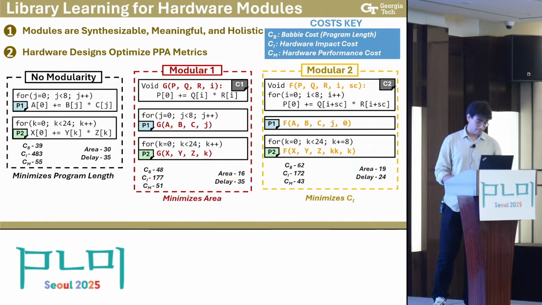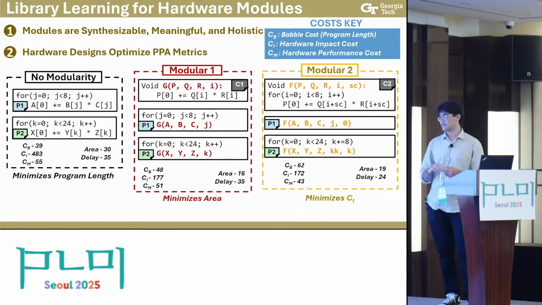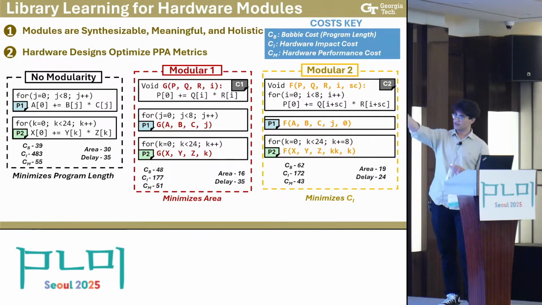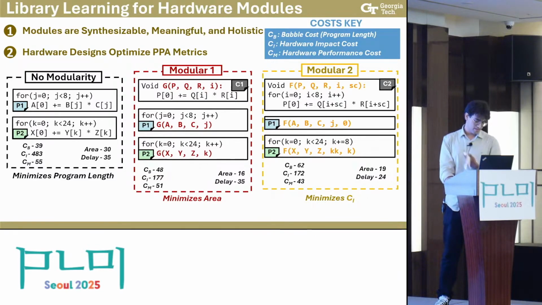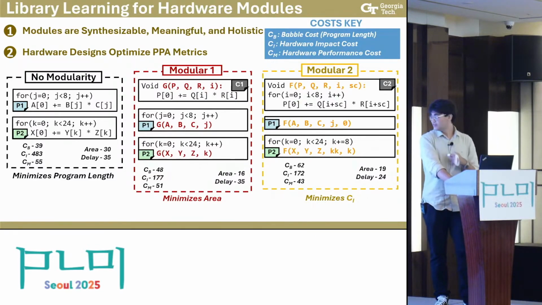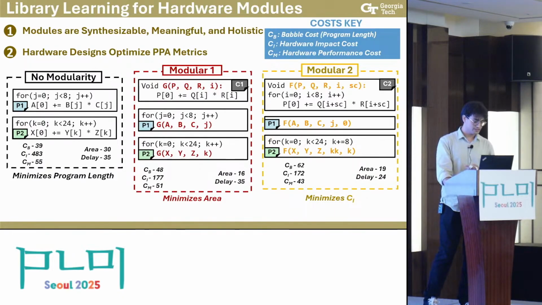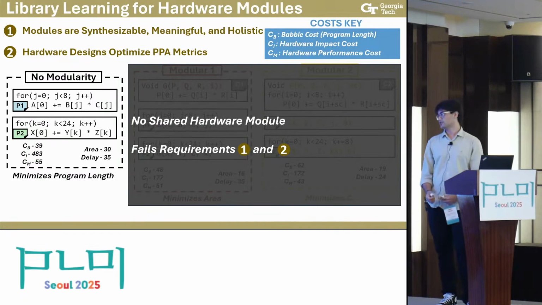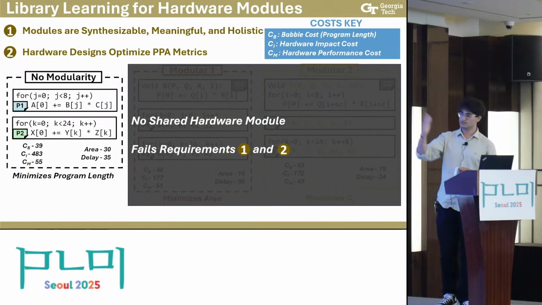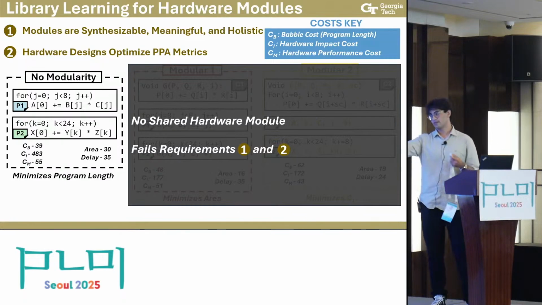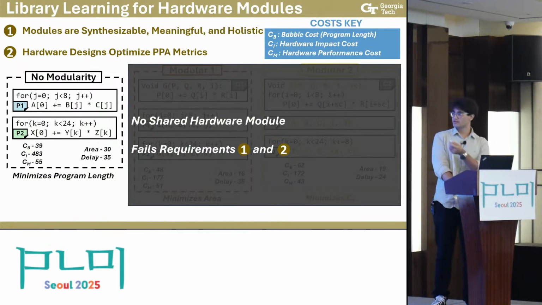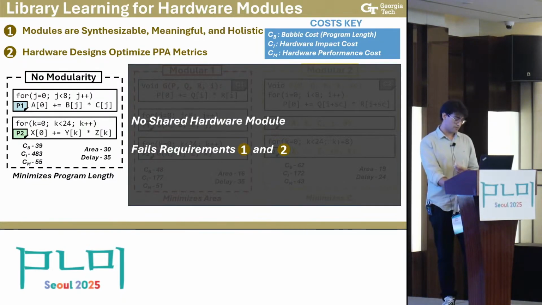So let's analyze. Before we do that, the thing you need to recognize in this example is that each case optimizes a different cost. The no modularity case is actually minimizing our program length. The middle case minimizes our area. And the final example is minimizing the hardware impact cost. When we think about the no modularity case, obviously there's no shared hardware module, and this is actually failing both requirements. With no module, you fail requirement 1. But then because you didn't find a hardware module, you're reusing the same functions multiple times. You're wasting area, and therefore, you're failing requirement 2. So clearly, this isn't a good cost metric to optimize for hardware.